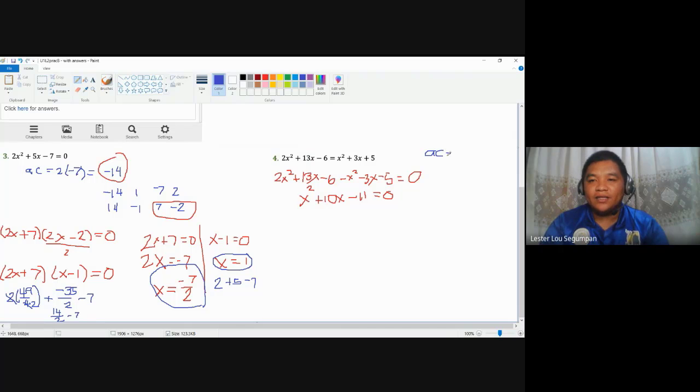So anyway, you have here 1 times negative 11. So the answer for the AC is negative 11. Factors of negative 11, which could result to 10, is actually positive 11 and then minus 1. 11 times negative 1 is negative 11.